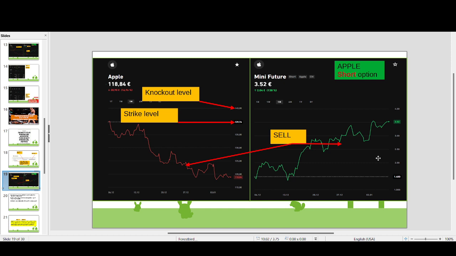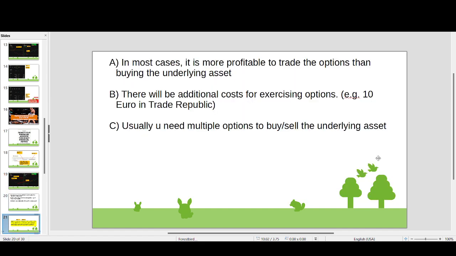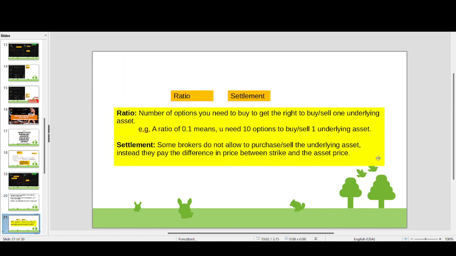Different brokers have different levels, so it is called ratio levels. I will come to this soon. Depending on this ratio level, you need multiple options to purchase one asset, one underlying asset. So in the case of Apple, it is not like if you have one option you can get one Apple share. So this is where I said two important terminologies come into play.